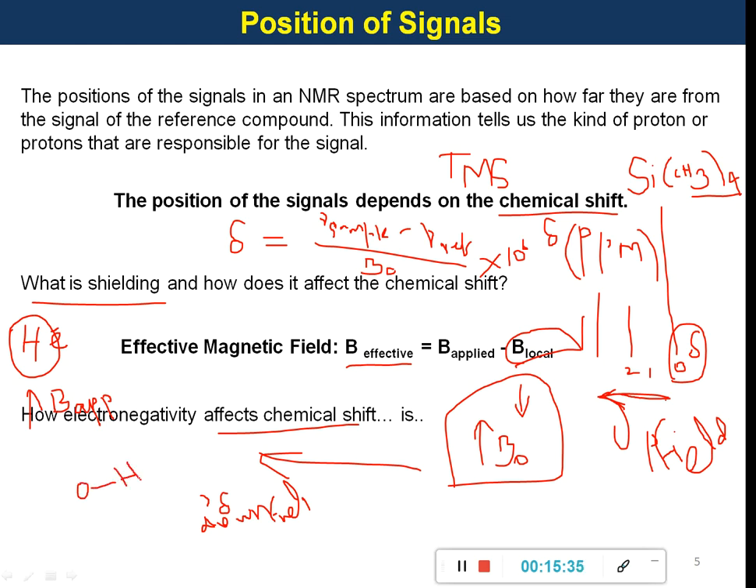How do you define electronegativity? Electronegativity is defined as the tendency of an atom to pull electrons towards itself. Therefore, electronegative atoms remove electron density from the proton. This causes the proton to have less electron density, and this leads to less shielding. If the proton has less shielding, it will feel the applied magnetic field more, and this leads to a higher delta value, that is, higher chemical shift.